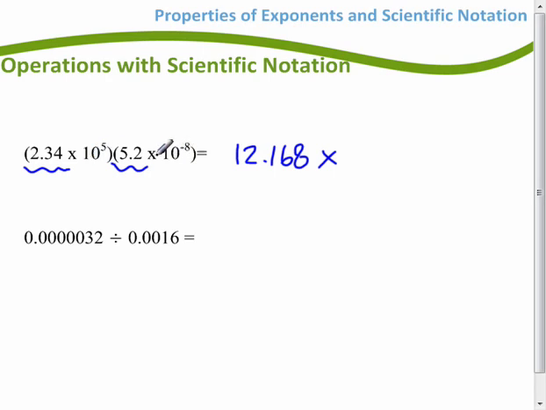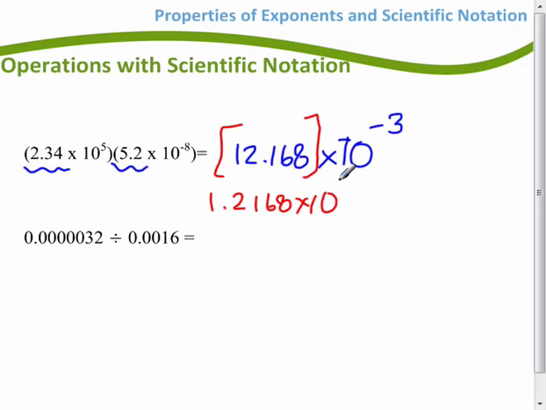Common bases, I'm multiplying, add the exponents. 5 plus minus 8 is minus 3. Whoops. 10 to the minus 3. Now this sort of looks like scientific notation, but remember I said we had to have a number in between 1 and 10? So I really should change this number. Let's just look at this number by itself. And I can change it to scientific notation. It would be 1.2168 times 10, and I move the decimal one place, so it'd be 1. And then I also have that times 10 to the minus 3 at the end.